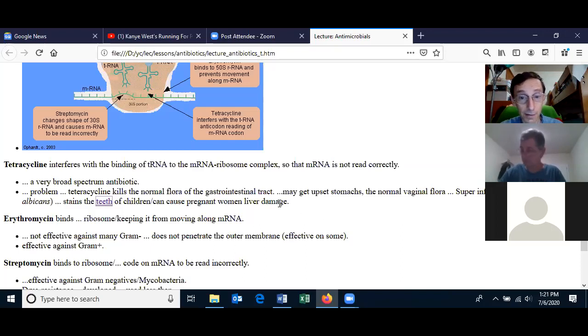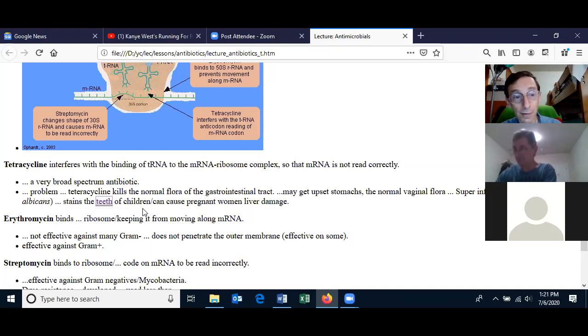Fortunately, the liver damage is pretty rare, and also the yeast infection bloom is also fairly rare, although the upsetting the stomach and giving diarrhea is much more common. I mean, greater than 1% of the patients get that, much greater, probably greater than 10% of the patients get that. And then, like I said, the staining of the teeth in children is also quite common.